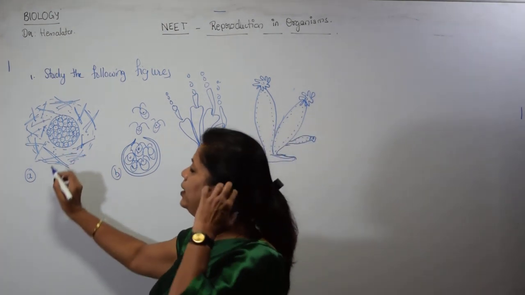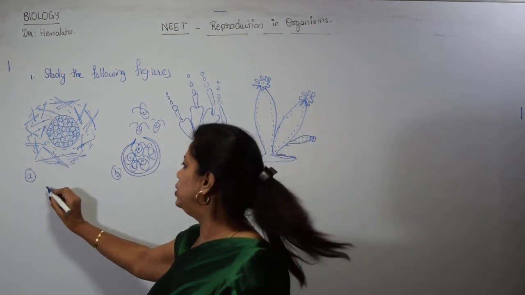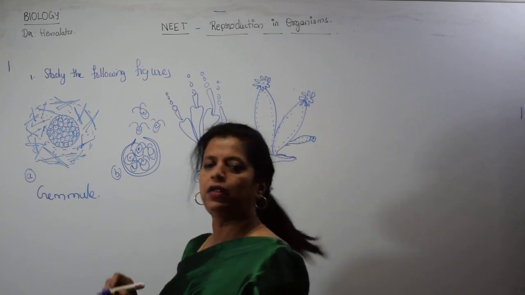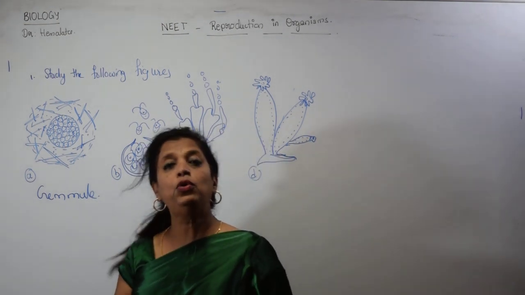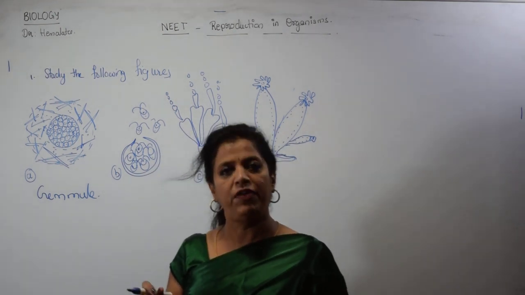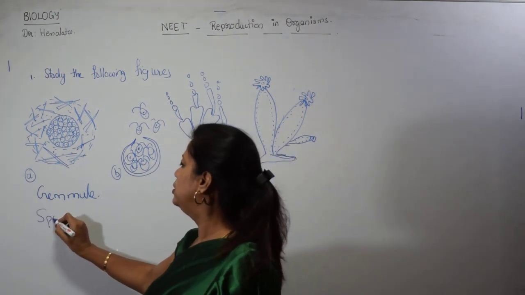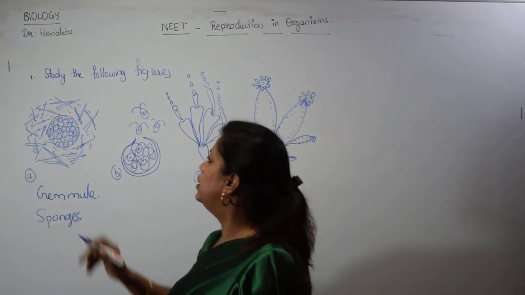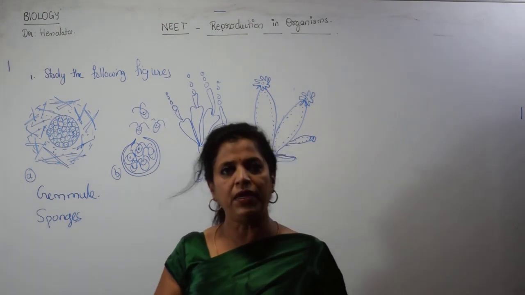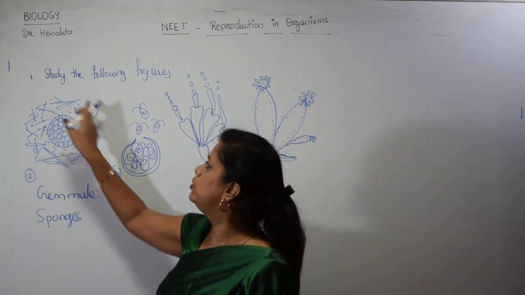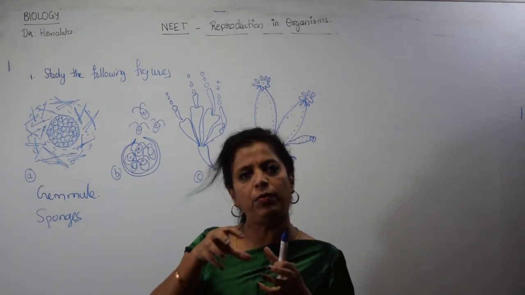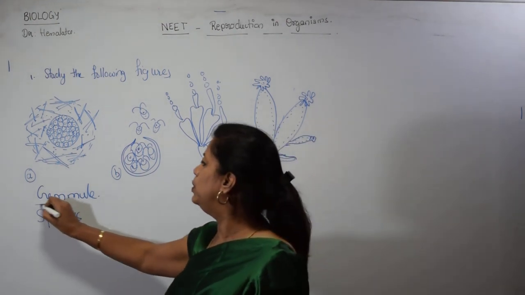So you all know that this structure is nothing but a gemmule, which already we have discussed. These are the type of endogenous buds, internal buds, right? Whenever the conditions are not favorable in sponges, they produce opaque structures like this, in which the outer covering is with the spicules. All these are the spicules present in it. Inside that, all the protoplasm gets accumulated and forms a number of buds inside. These are called gemmules.